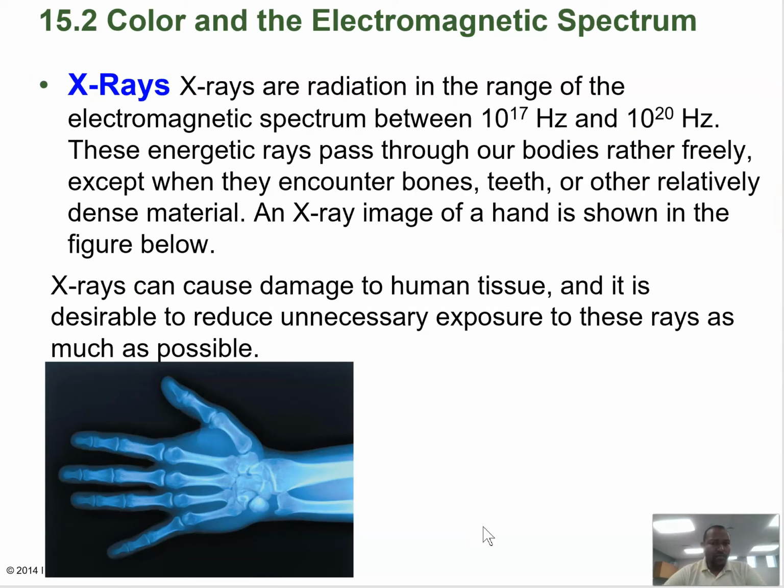X-ray is another form of the electromagnetic spectrum. These are radiations in the range of the electromagnetic spectrum between 10 to the power of 17 to 10 to the power of 20. These are energetic rays, and they can pass through our bodies rather freely, except when they encounter bones, teeth, and other relatively dense material. An X-ray image of a hand is shown in the figure below. In the X-ray, you can see the bones because it can't penetrate the bones, but it can penetrate the fleshy parts of the body.